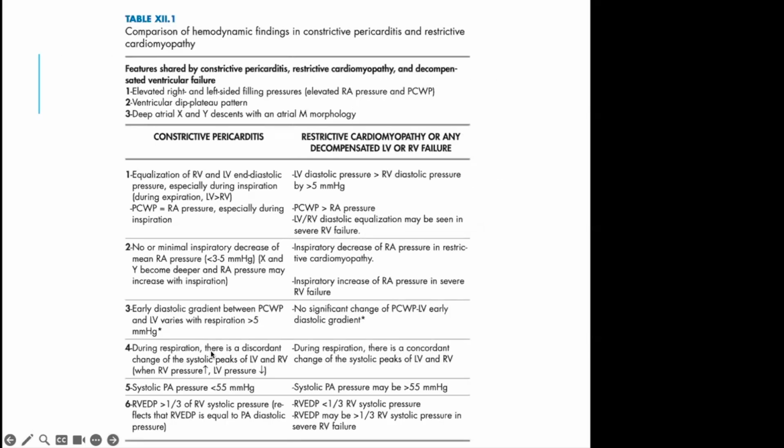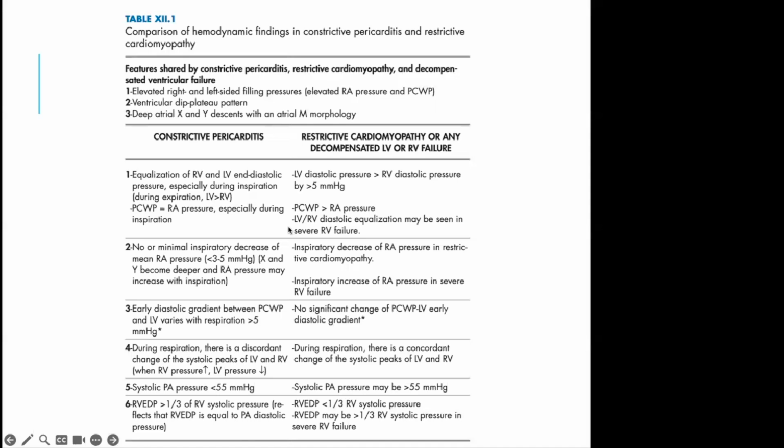Now, this table looks at some of the differences between these disease states. Starting off with the first point, equalization of the right ventricular and left ventricular end diastolic pressures during inspiration. We do get diastolic pressures that are fairly close in restrictive cardiomyopathy, but they will differ by more than 5 millimeters mercury. The wedge pressure and the RA pressure are also unequal, with the wedge pressure being higher than the RA pressure.